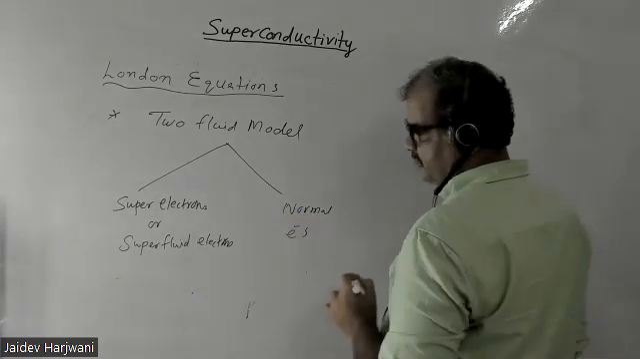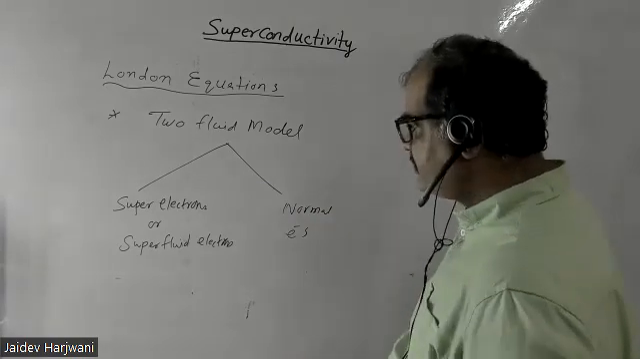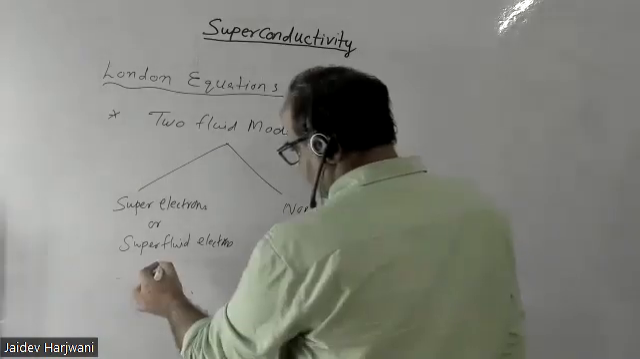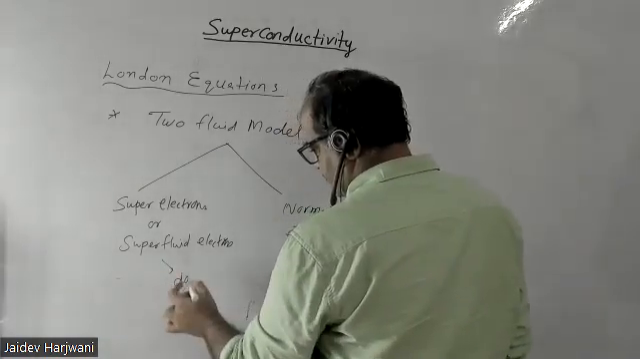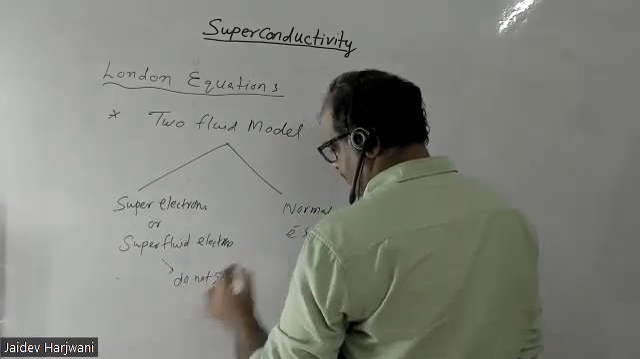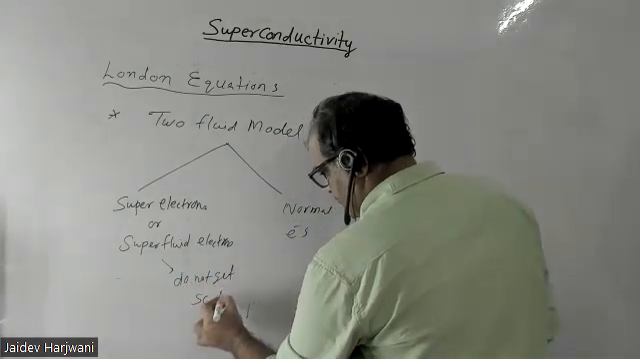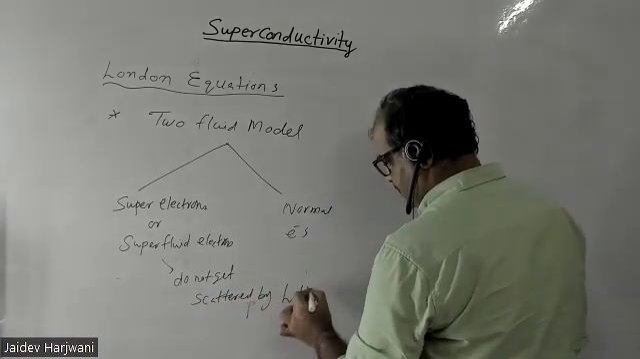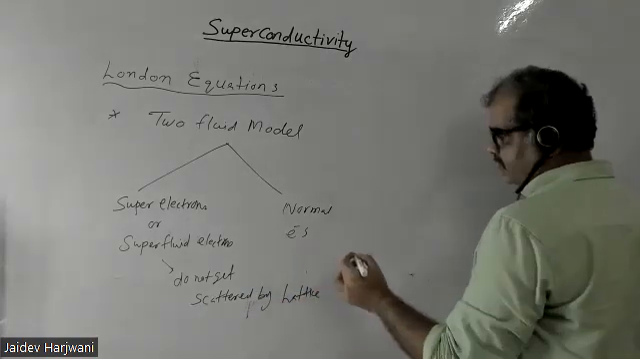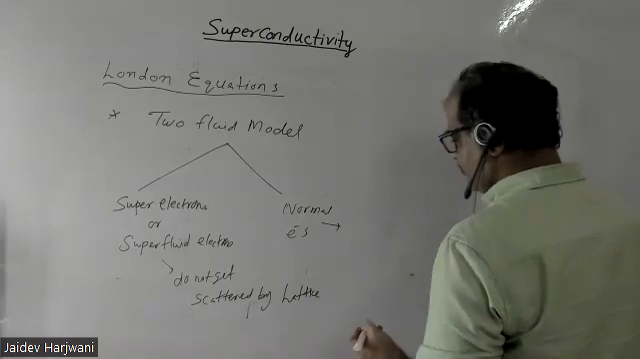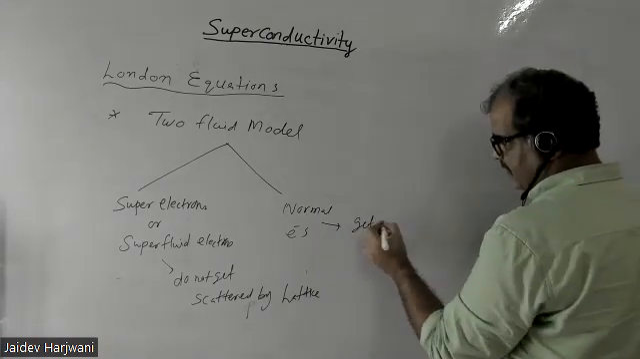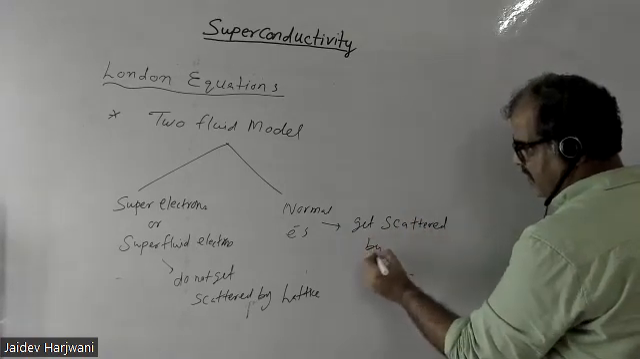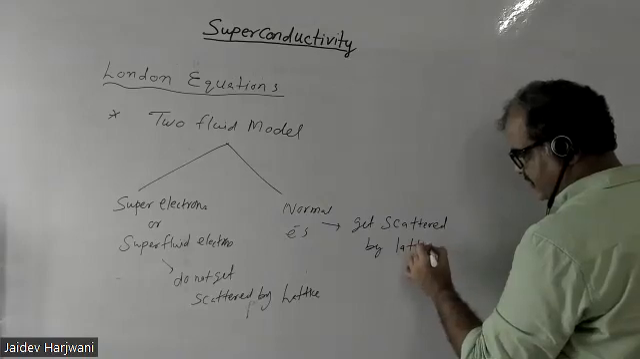Super electrons are those electrons which do not get scattered by the lattice. And normal electrons are the electrons which get scattered by the lattice. This is the difference.